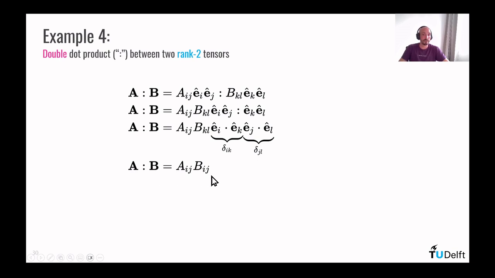We have repeated indices. i is a repeated index, j is a repeated index, so we have a summation of i from 1 to 3 and another summation of j from 1 to 3. This will be a big expression, but in the end we're gonna get a scalar. So the double dot product between two rank 2 tensors is just a scalar, or a rank 0 tensor. Okay.